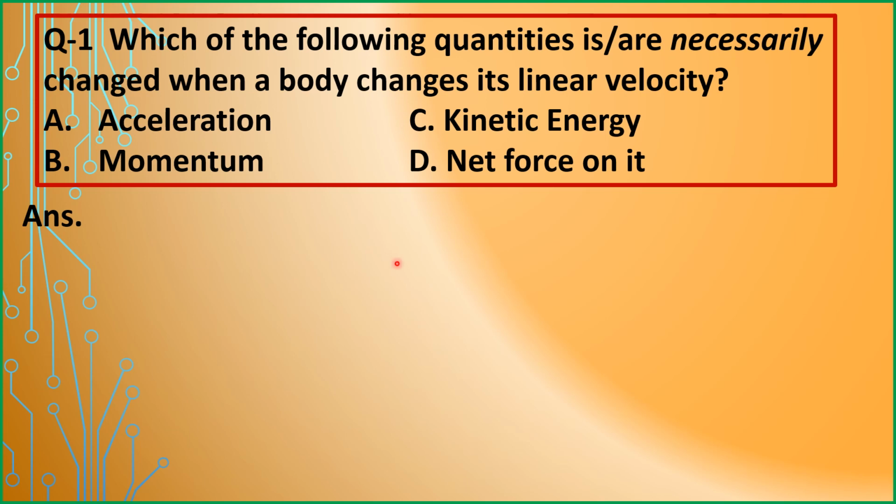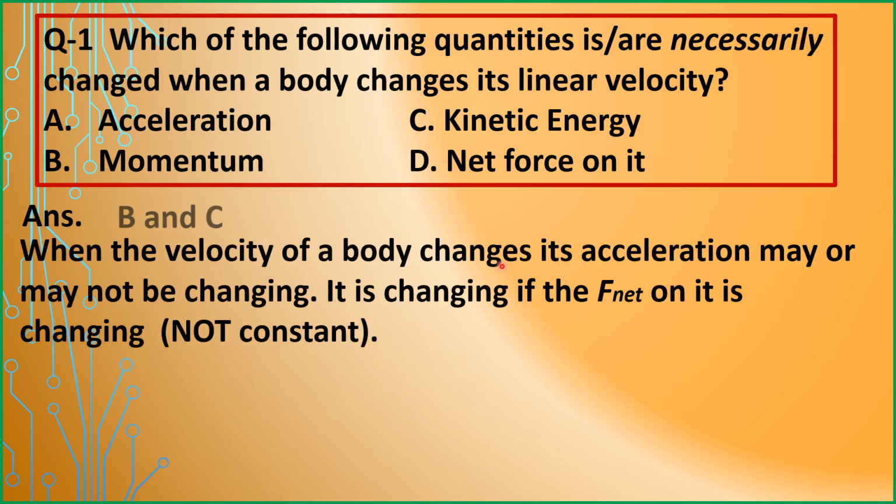Why are options A, acceleration, and D, the net force acting on the body, not necessarily correct answers? We say that when the velocity of a body changes, it is said to be undergoing acceleration. Okay? But this acceleration may or may not be changing. Normally, when the velocity of a body changes, either it changes in the magnitude, change in the direction, or change in both magnitude and direction, okay, we say that the body is undergoing acceleration.